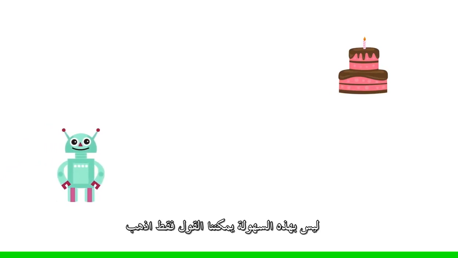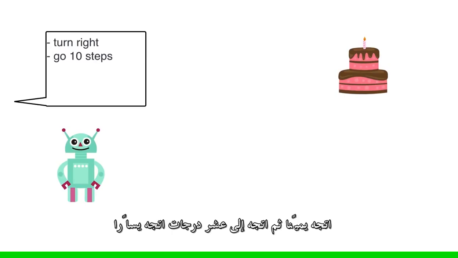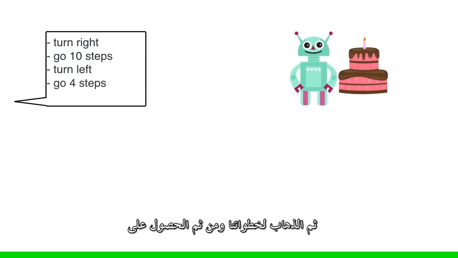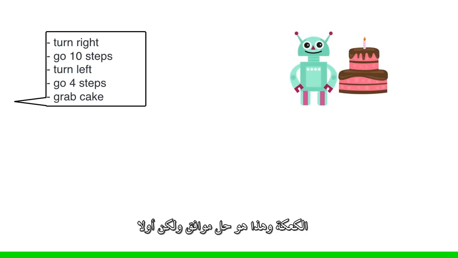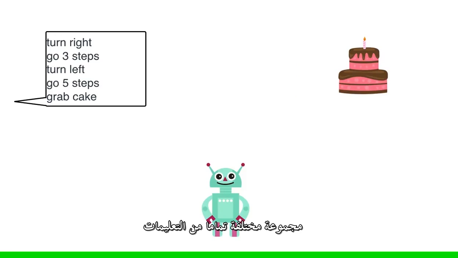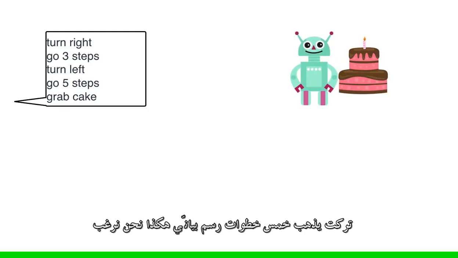Let's say we have the same problem, but now we want to solve it with a robot. So for a robot, it's not that easy. We can't just say, go get the cake, right? We have to give it a full set of instructions. So first instruction, turn right, then go 10 steps, turn left, then go 4 steps, and then get the cake. So that's an okay solution, but first of all, it's a little complicated. And second of all, it's not general. If the robot is in a different position, if it's here, then we need a completely different set of instructions, right? Turn right, go 3 steps, turn left, go 5 steps, grab cake.